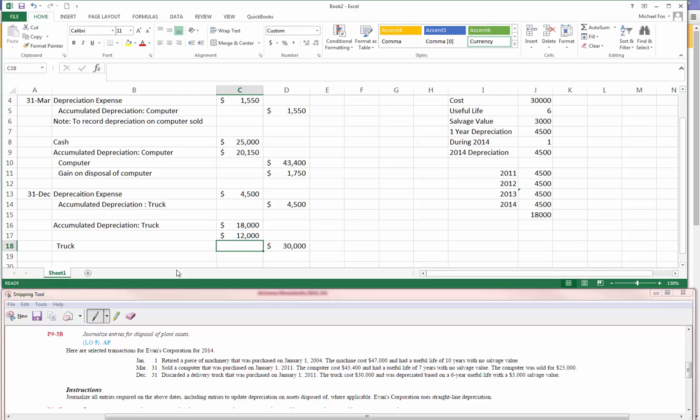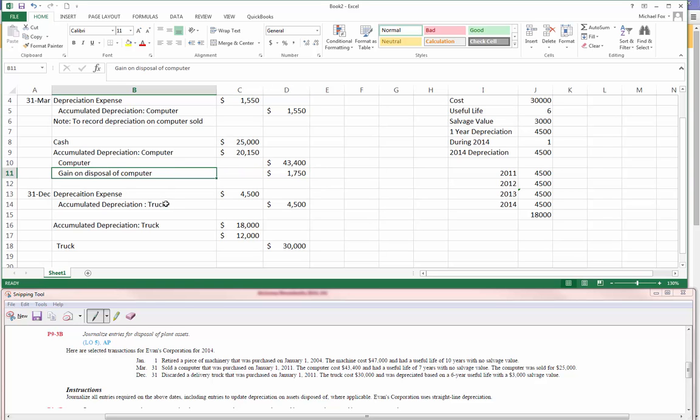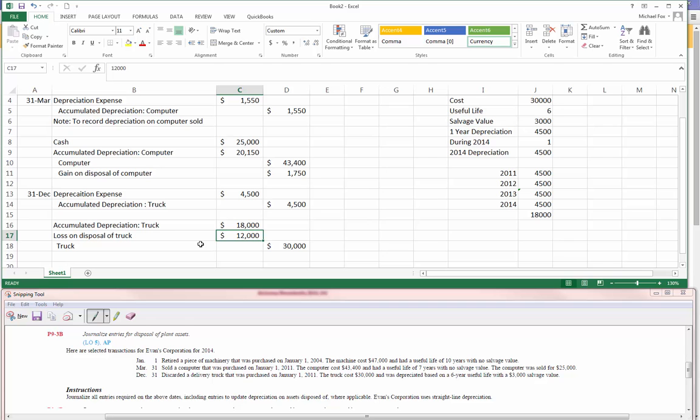And again, the question is, what is it? So down here, when we had to add to the credit side to make it balance, we called that a gain on the disposal of the computer. Here, we're going to call this a loss on the disposal of the truck. And that is the entry, and that's the whole problem.